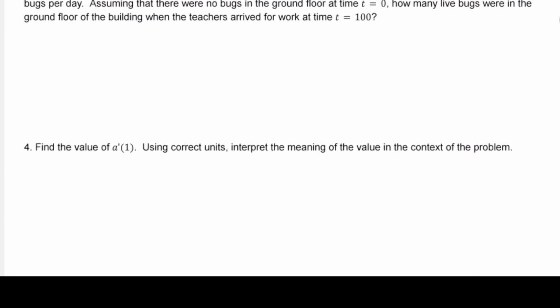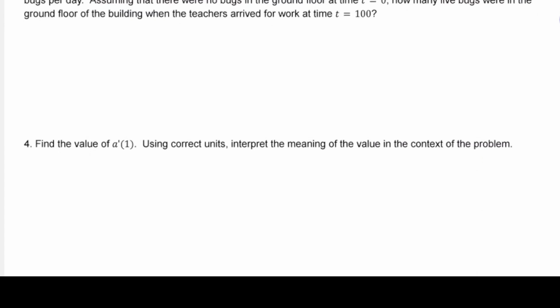So starting at time t equals 30, once all the bugs had eaten all the food, bugs began dying at a rate of x of t. Okay, assuming no bugs at time t equals 0, how many bugs were in the ground floor of the building when the teachers arrived for work at time t equals 100? Okay, so that would be just the number of bugs in there. So that would be 0 to 100 of rate in minus rate out.